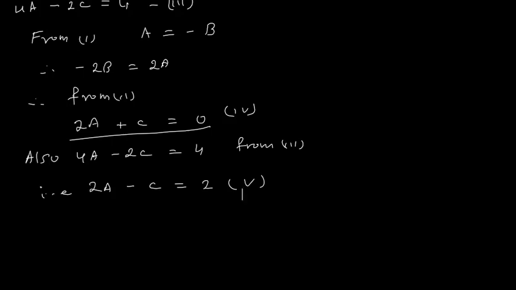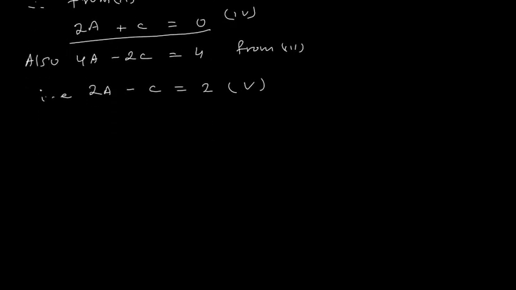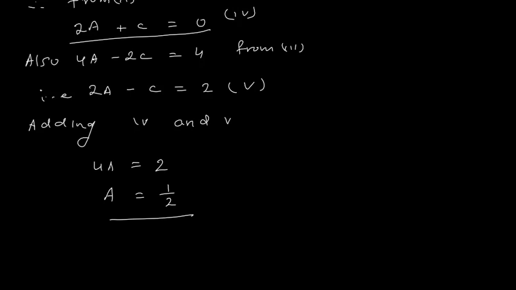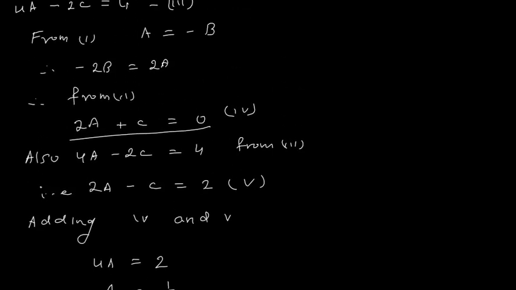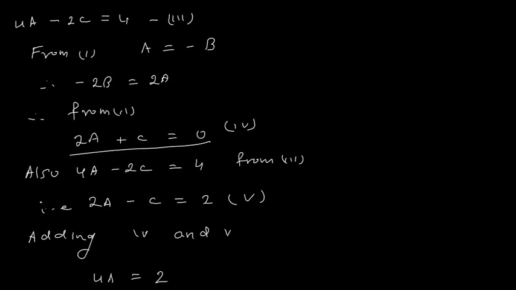Now adding equations 4 and 5, the c will cancel, and 2a plus 2a will become 4a. So we get 4a is equal to 2. This gives us the value of a as 2 upon 4, which is 1 upon 2. Now the value of a we got. Also a is equal to minus b.